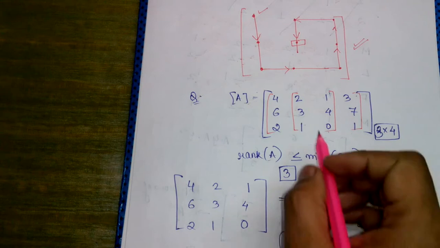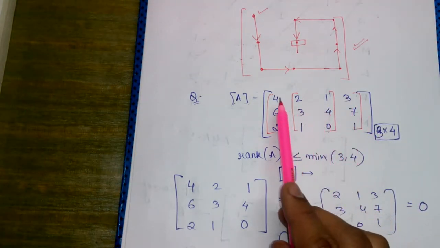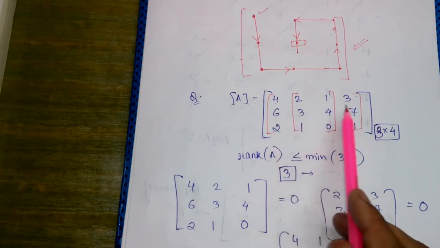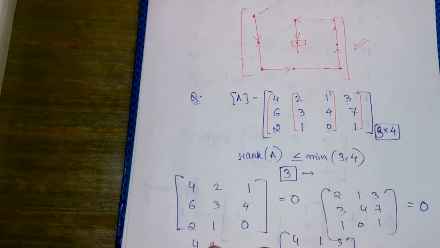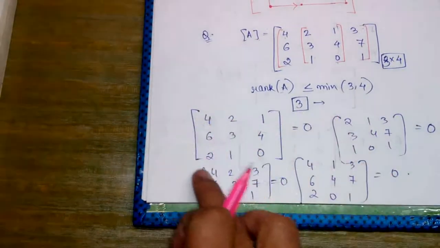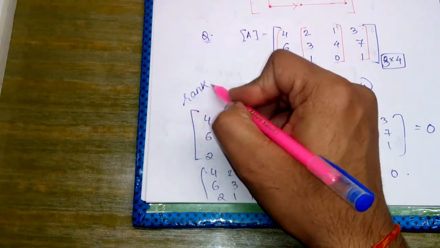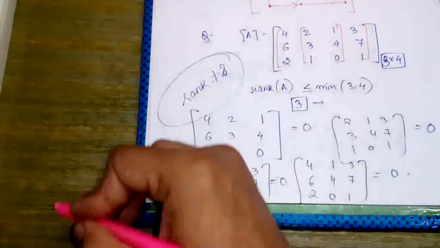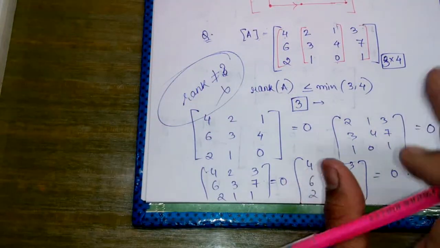ठीक है, और एक और केस बन सकता है हमारा, जो कि है 4 2 3, 6 3 7, मतलब ये वाला कॉलम, ये वाला कॉलम और लास्ट वाला कॉलम अगर हम लें, 4 2 3, 6 3 7, 2 1 1. So this is also coming out to be 0. So almost all the possible cases of 3 cross 3 are coming out to be 0. Hence the rank is not equals to 3. Rank मतलब 3 नहीं हो सकती, क्योंकि हमारे सारे 3 cross 3 के minors are coming out to be 0.